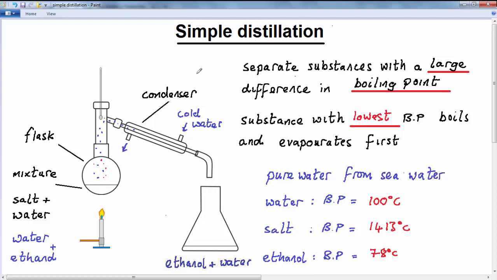Now, when we want to separate substances which have quite close boiling points, such as ethanol and water, then we have to use a different type of distillation known as fractional distillation, which we'll look at in the next lesson.